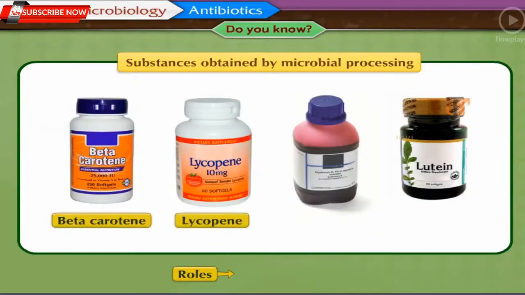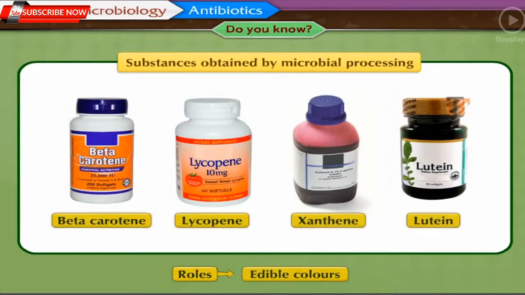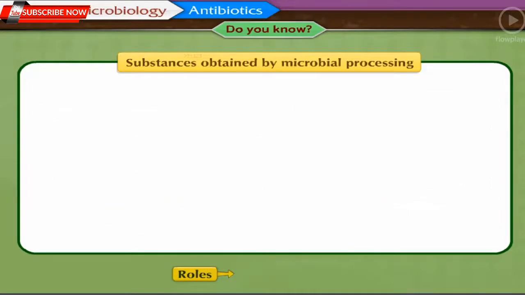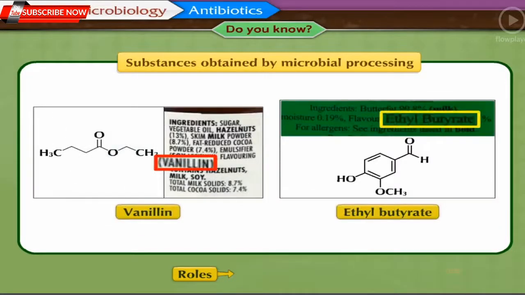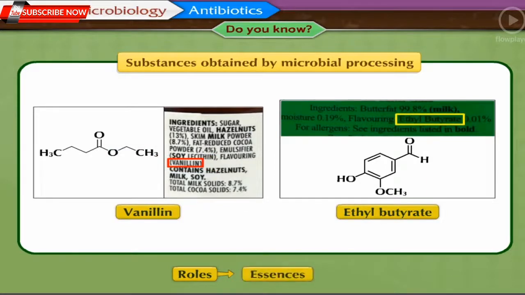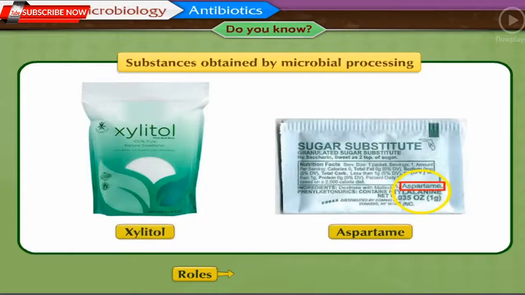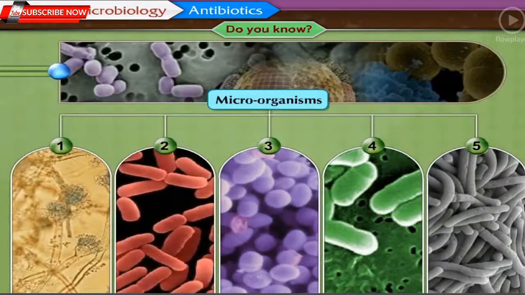Beta-carotenes, lycopenes, xanthines and lutein are used as edible colors. Polysaccharides and glycolipids obtained are used as emulsifiers. Vanillin, ethyl butyrate and many other flavored substances obtained by microbial processing are used as essences. Substances like xylitol and aspartame are used as artificial sweeteners. Come, in the next part of the chapter, let us now focus on use of microbes in environment-related processes.